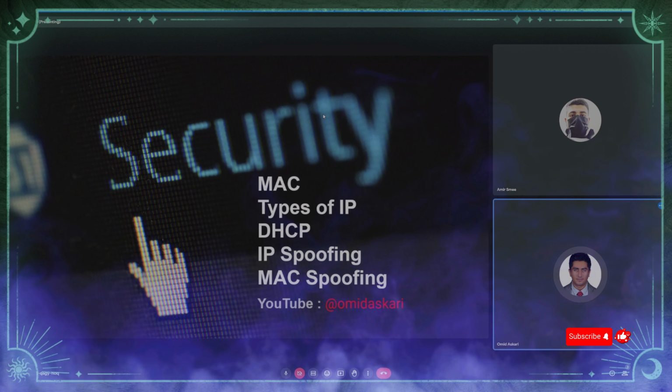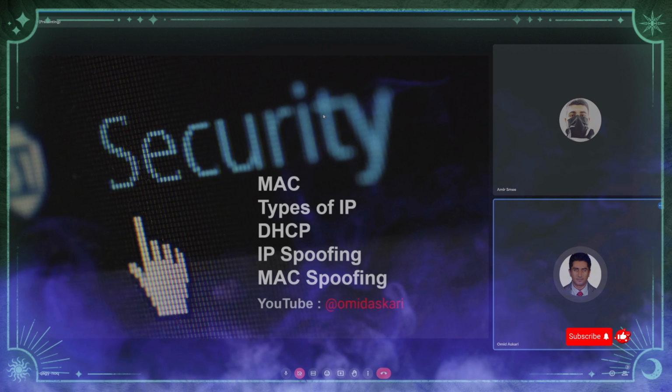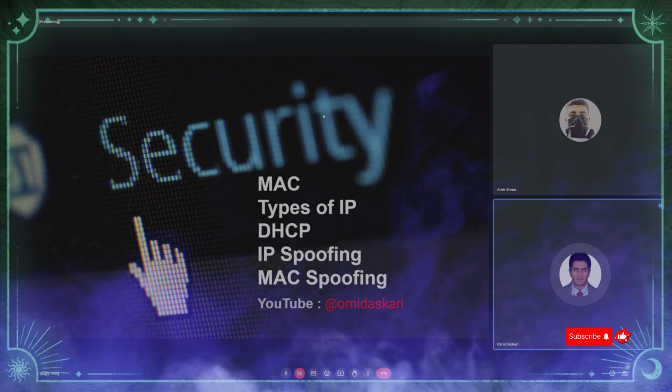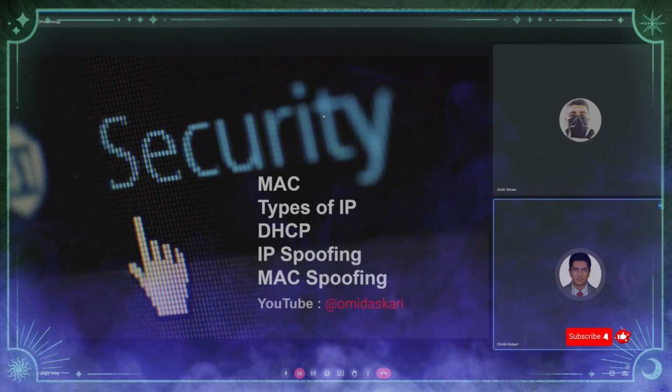You scan the access point to see who is connected to it, then you find the MAC address of a client that is connected to the access point. So you change your MAC address and connect easily to the access point. Did you get it? Yes, of course.